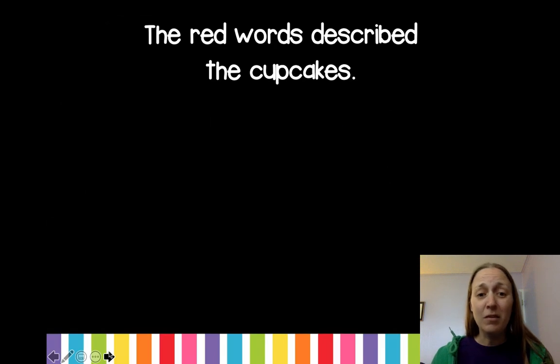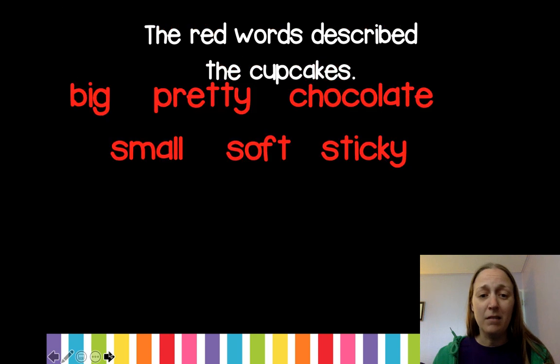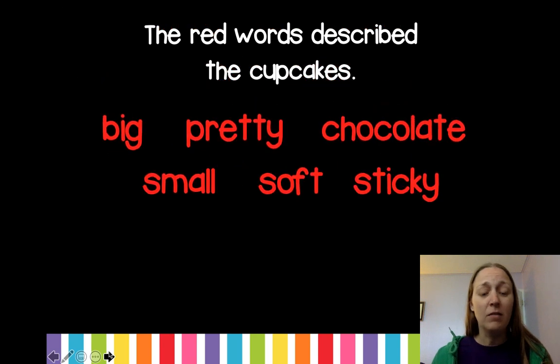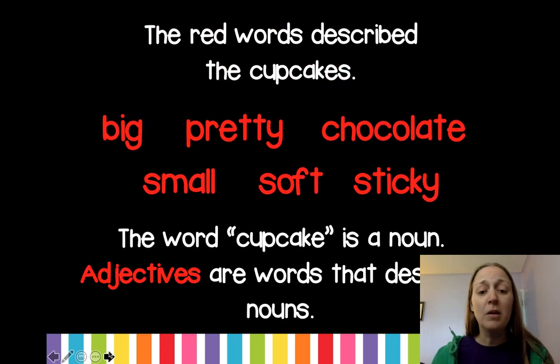The red words that you just saw help describe the cupcakes. So big, pretty, chocolate, small, sticky. The word cupcake is a noun. The adjectives are those red words. They are the words that we used to describe what kind of cupcakes they were. So all of them were adjectives.